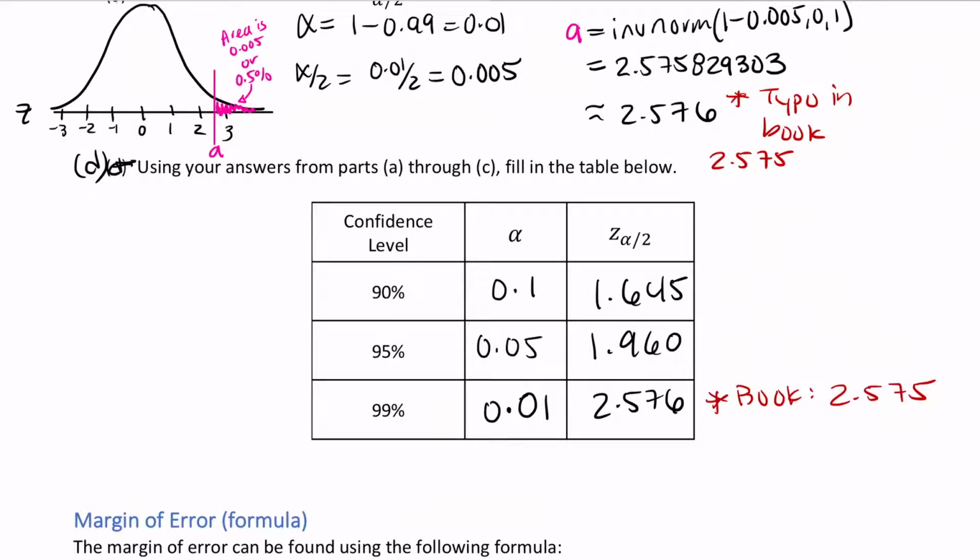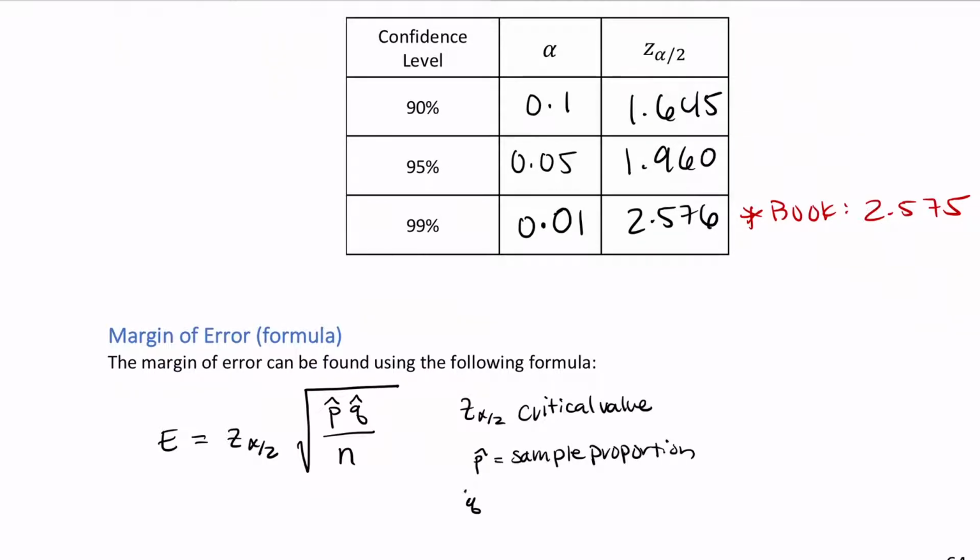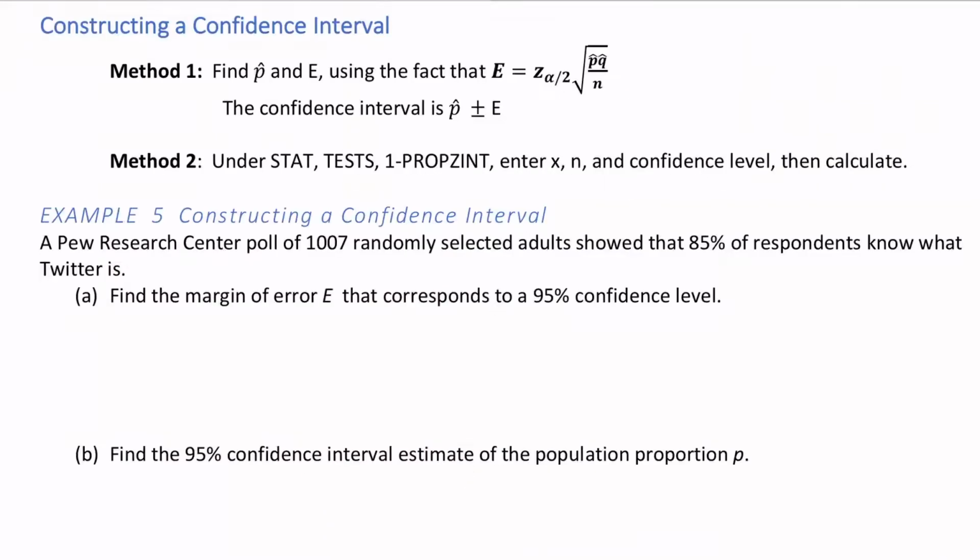Let's move on to the margin of error formula. You can compute the margin of error directly. Let's take a moment to write down what every value is. Let's turn to the top of page 65. So here on the top of page 65, you'll have two methods for constructing a confidence interval for a population proportion. You can find the point estimate and compute the margin of error, or you can use your calculator, 1-PropZInt, and enter these values.